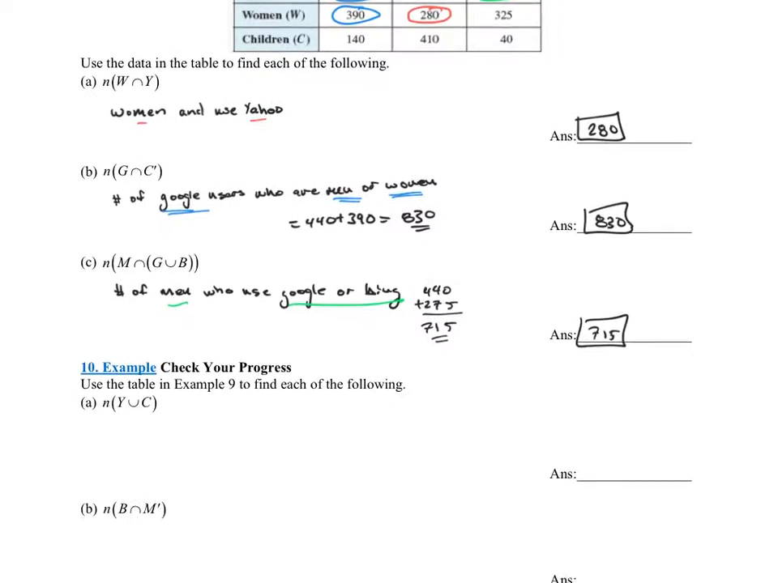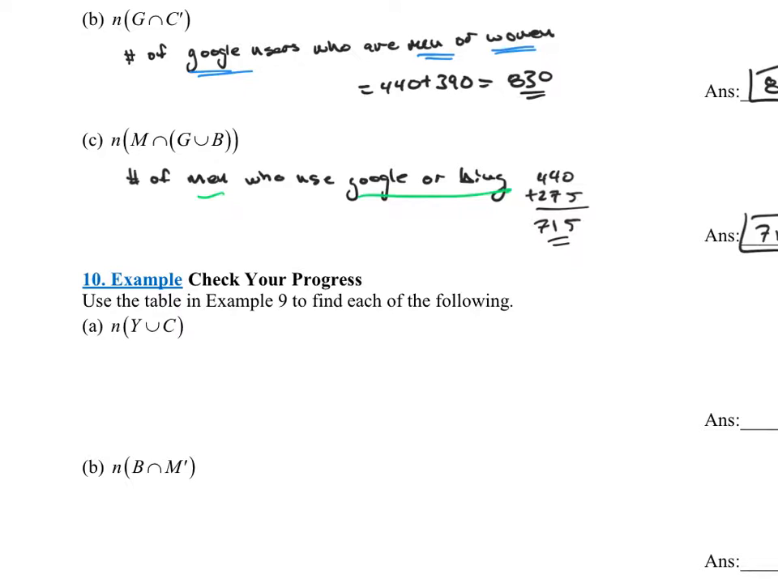We're going to use the exact same table. Let's just make sure we know what it means. Number in Y union C. So Y stands for Yahoo. So the number who use Yahoo or they are children.